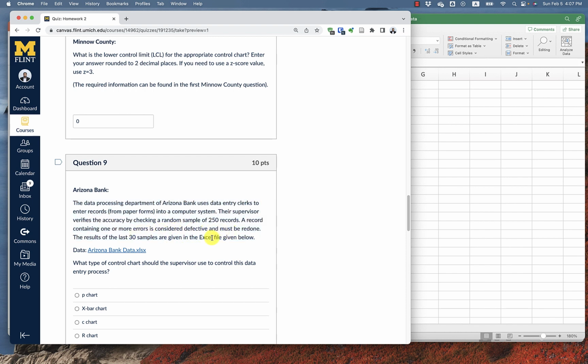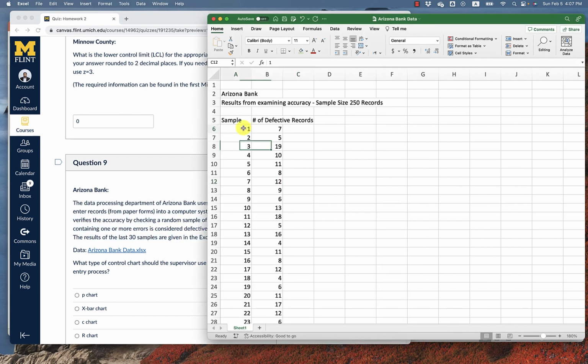Results of the last 30 samples are given in the Excel file. So sample 1, out of 250 documents that we examined, 7 were defective. Sample 2, out of 250 documents we examined, 5 were defective.